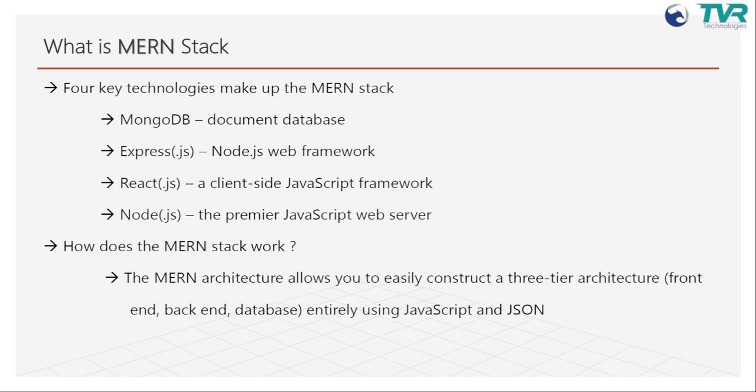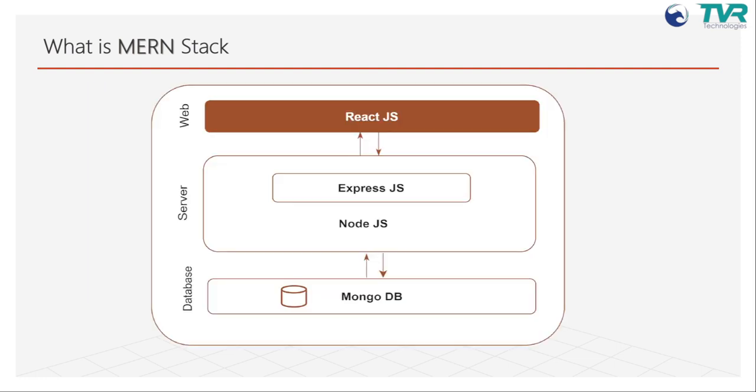Okay, so that is what the MERN stack means. It involves 4 technologies: Mongo, Express, React, and Node. In this diagram, you can see the first top tier is React.js, that is the front end. This is the web, the front end, and this is React.js, which we use for front end development.